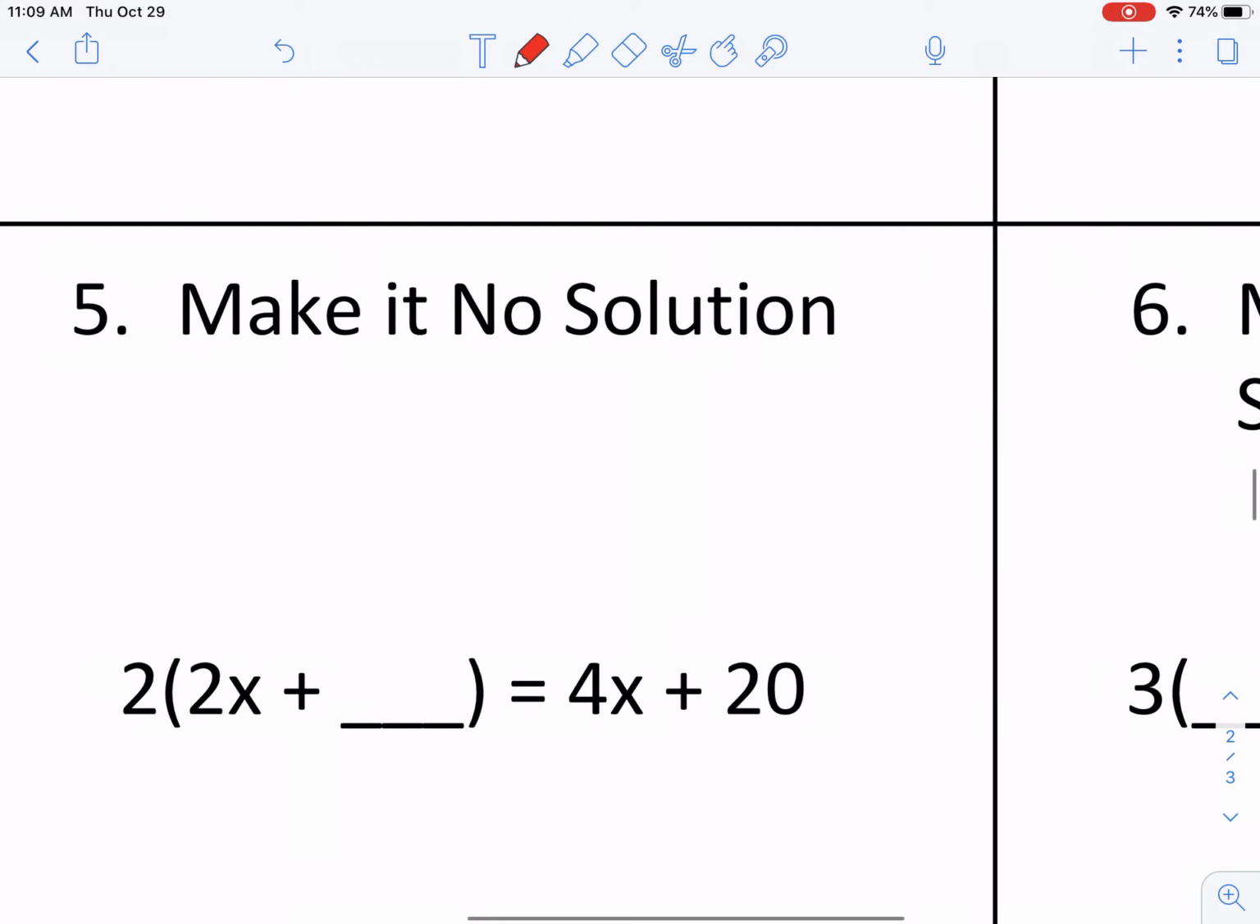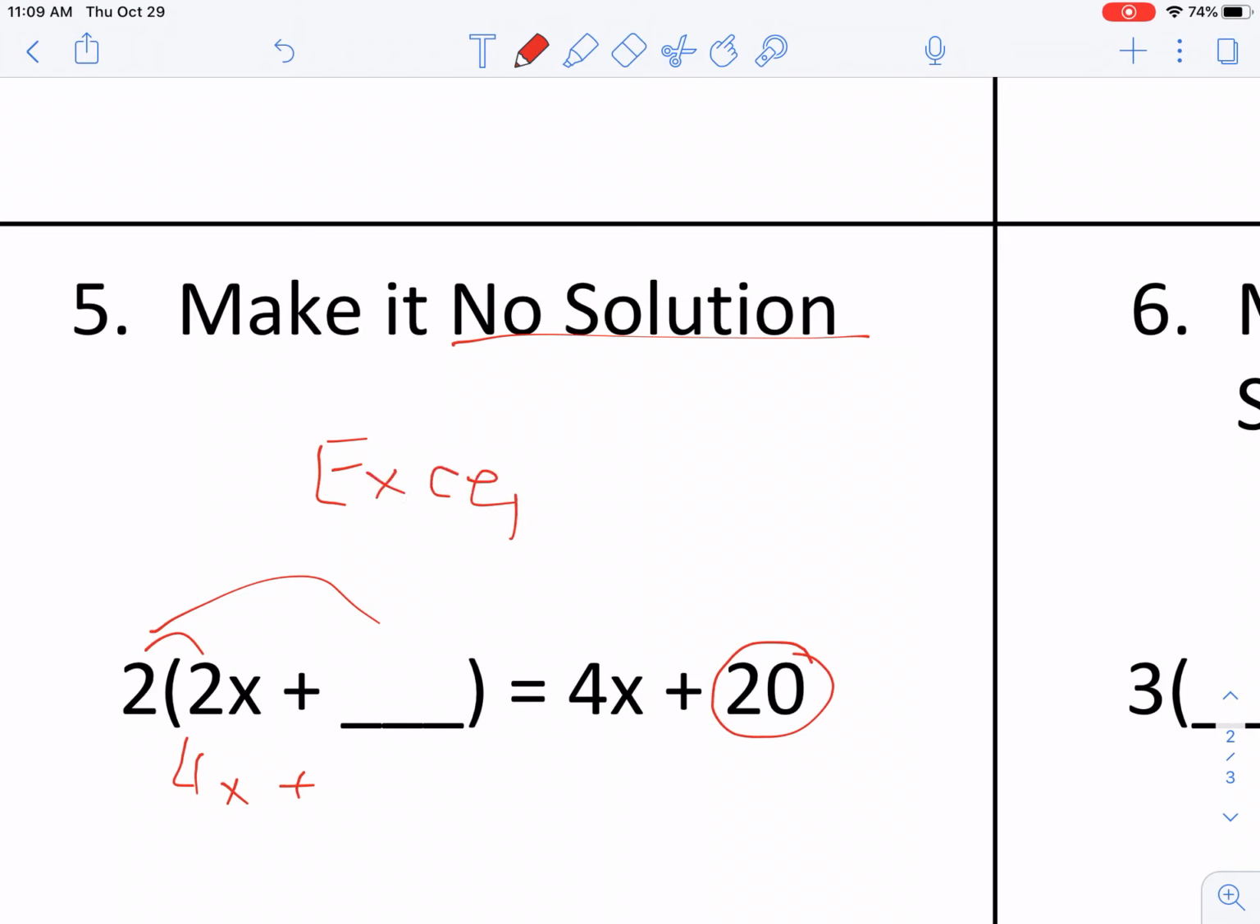When I want to make something no solution, it means that this number here cannot be the same. So 2 times 2 is going to be 4x. This blank space can be any number except for 10. So we'll just put 9.